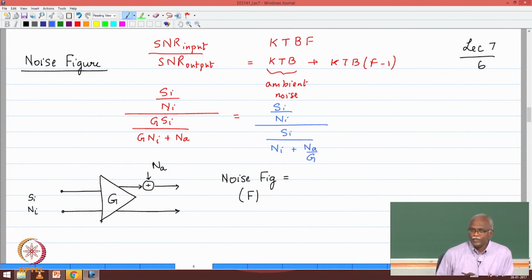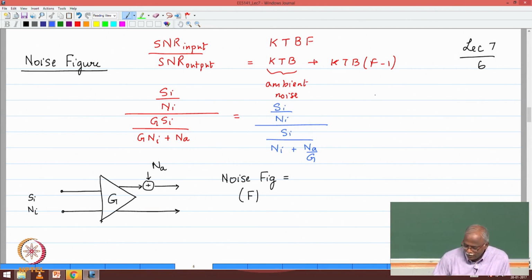This has two important implications. If you wanted to reflect the noise of the amplifier to the input side, what should be the power level? It should be Na divided by G, because that would also get amplified by the amplifier. So this gives us a good way of visualizing it: there was already Ni noise power present, Na by G also got added, and then together this got amplified, and that's how we got this expression.